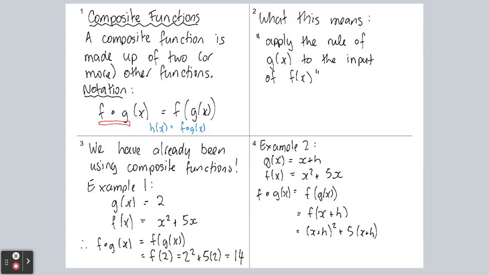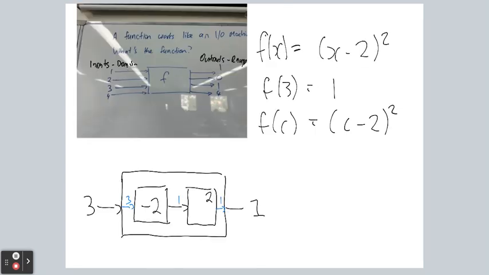F composed with g of x. Okay, so f composed with g is the new function, and x is the input to the new function f composed with g. The new rule would be (x plus h) all squared plus 5, with x plus h on the outside. We don't know what h is, it doesn't matter. That's like I was saying back here, it's kind of similar to this.